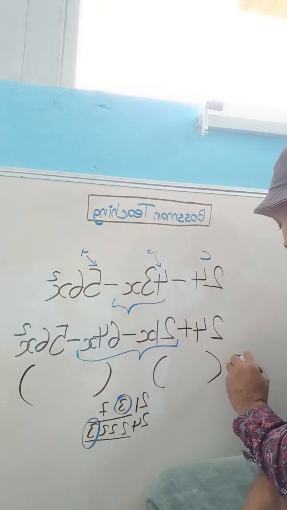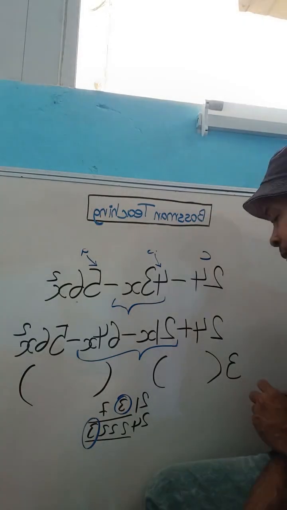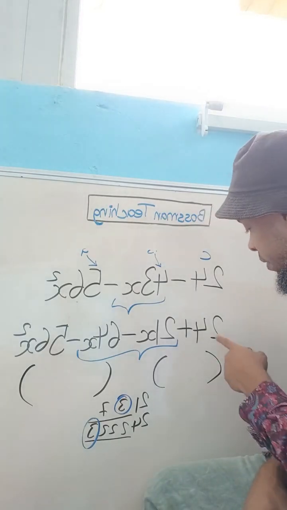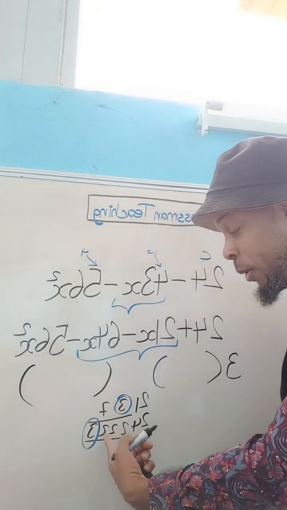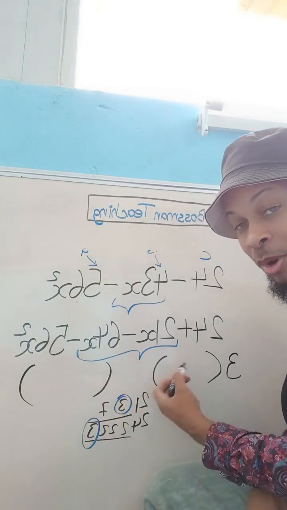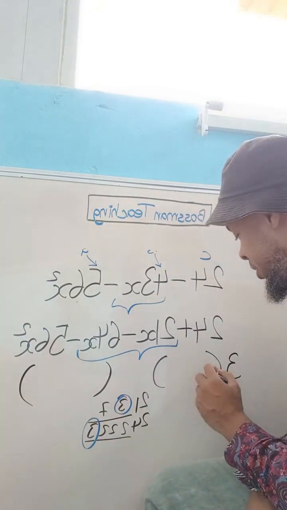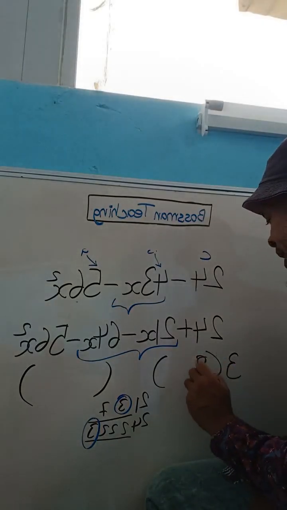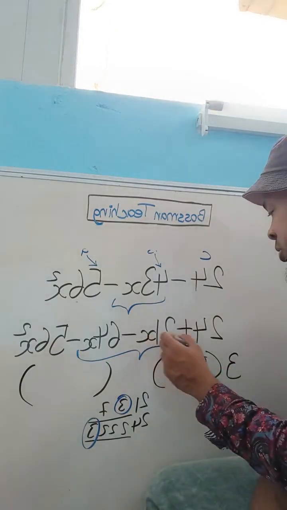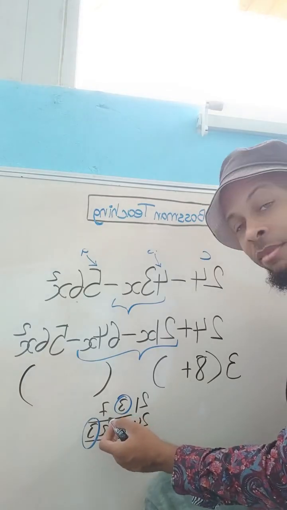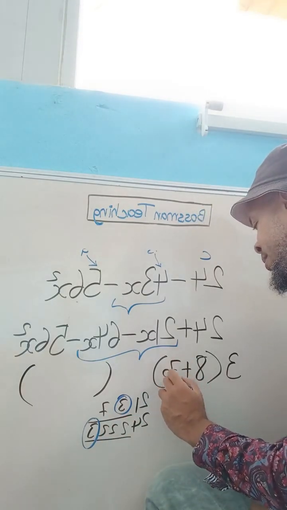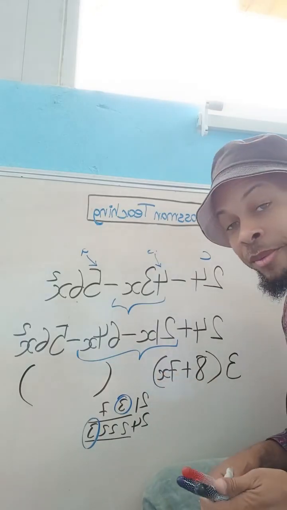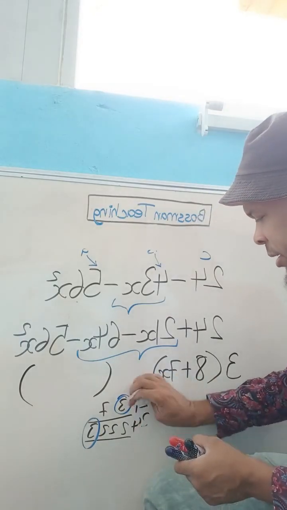Alright, so let's do that. So that's a 3. You divide 24 by 3. Even when you do this, you'll get the same numbers that come in here. So therefore, you will have an 8 right here. Plus 21x over 3, you'll have a plus 7x, right? So, let's get rid of that now.